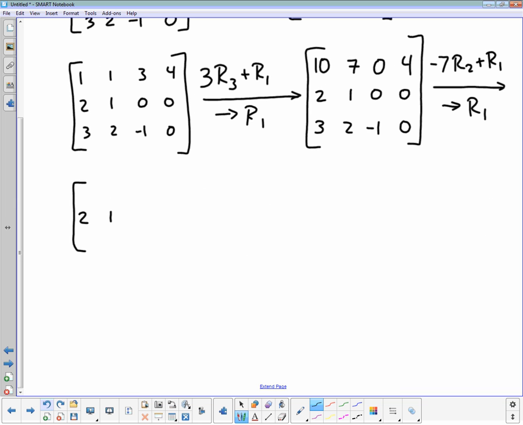So these other fellows did not change. So now I've got -14 plus 10 gives me -4. -7 plus 7 gives me 0, which was the point. That's still 0, and that's still 4. Yeah, it would be -14 plus 10 gives me -4.